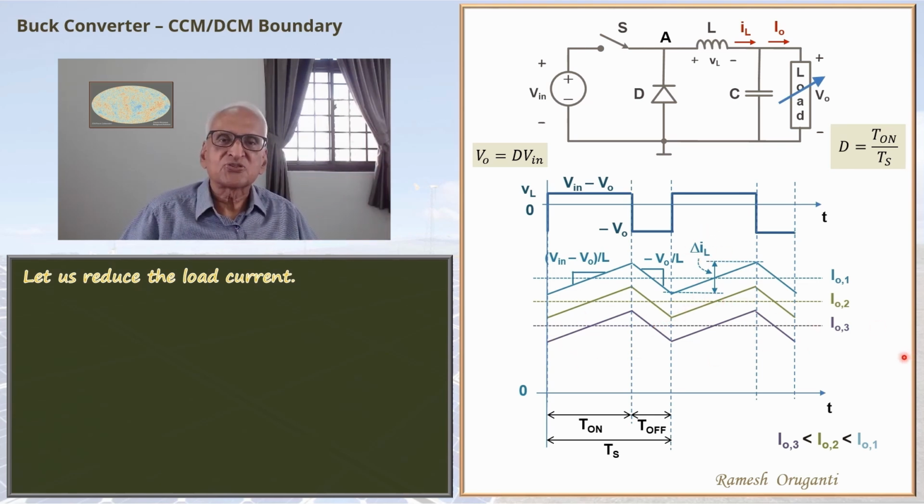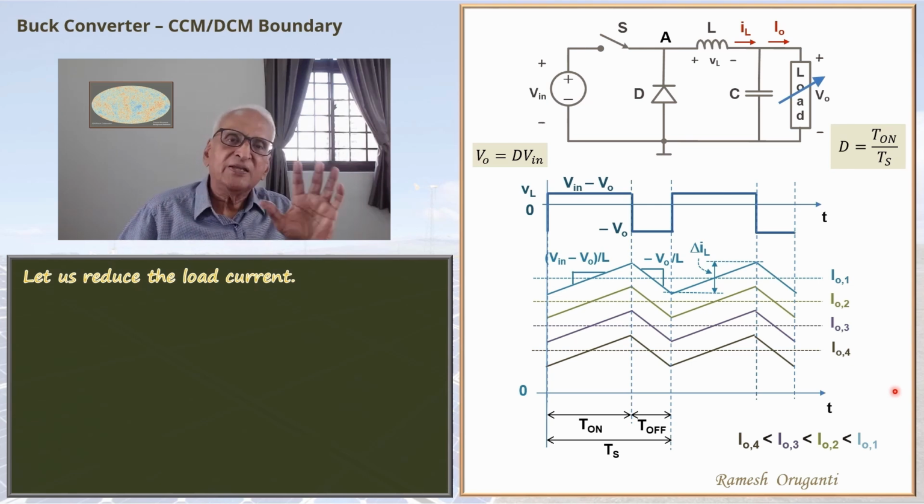We can continue this process. We can do one more step, one more reduction in the load current. We have reduced it to I04 now. Now you can see that this valley point of current is getting closer and closer to the axis. It is getting closer and closer to zero value. So at I04 also, the load current is low. I04 is less than I03, etc. But the ripple current waveform remains the same. The output voltage remains the same. Let's reduce the load current even further.